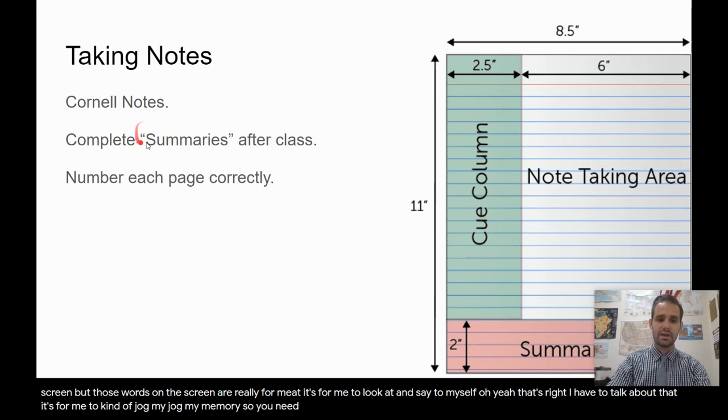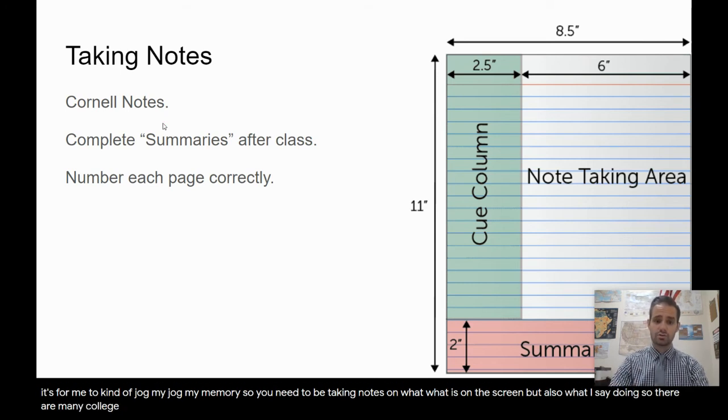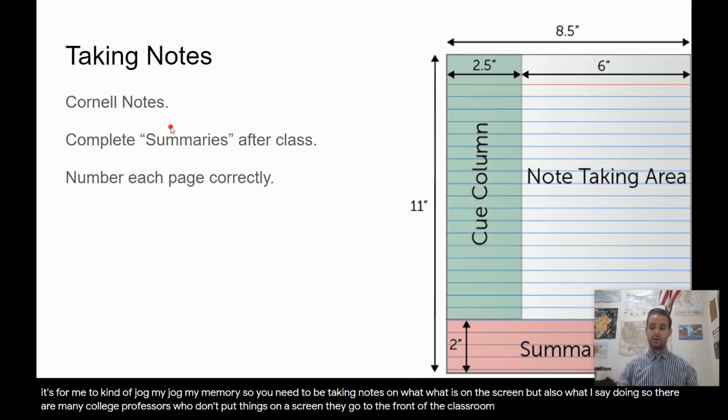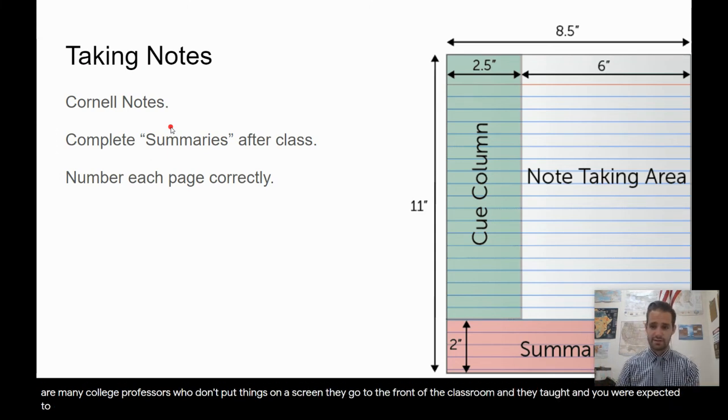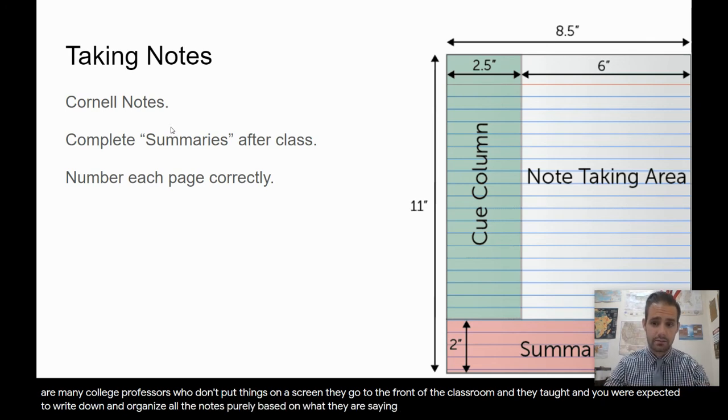So you need to be taking notes on what is on the screen, but also what I say. You have to get in the habit of doing so. There are many college professors who don't put things on a screen. They go to the front of the classroom and they talk, and you are expected to write down and organize all the notes purely based on what they are saying. So you have to get in the habit of doing both.